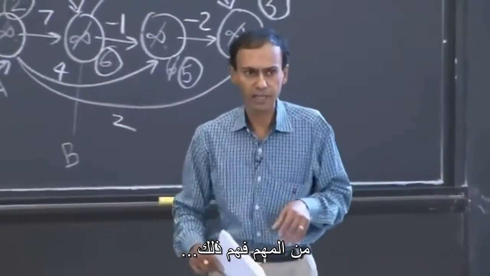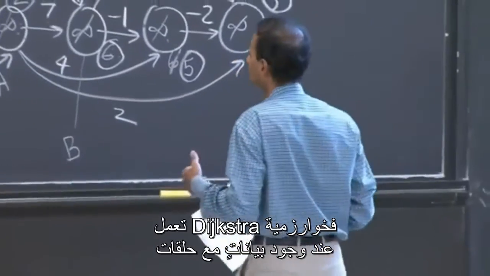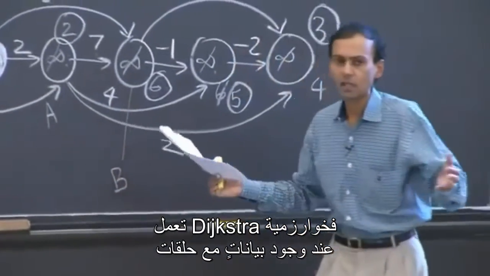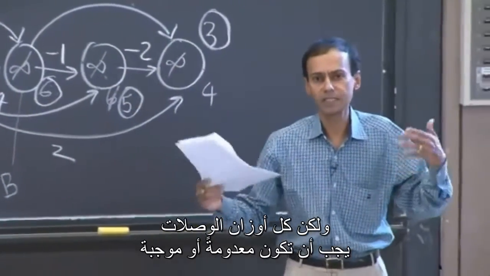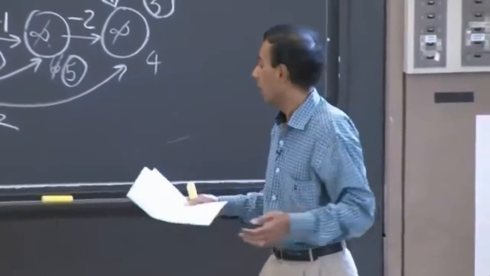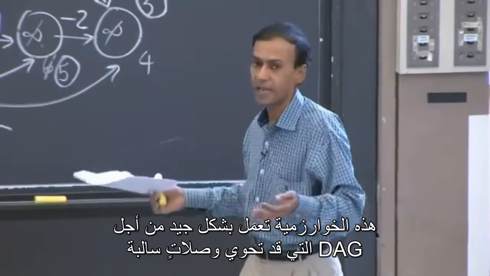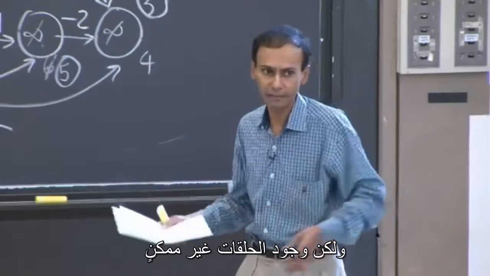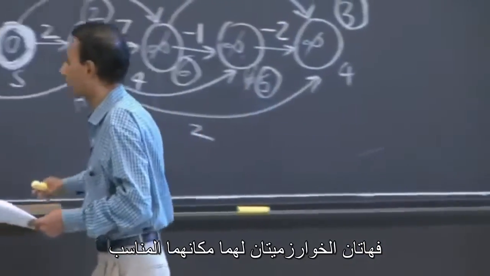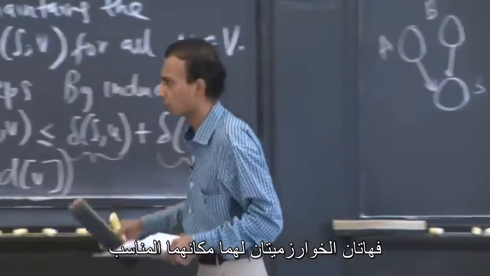That's important to understand. So Dijkstra's algorithm works for graphs with cycles, but all of the edge weights have to be either 0 or positive. This algorithm works for DAGs that can have negative edges, but you can't have cycles. So both of these algorithms have their place under the sun.